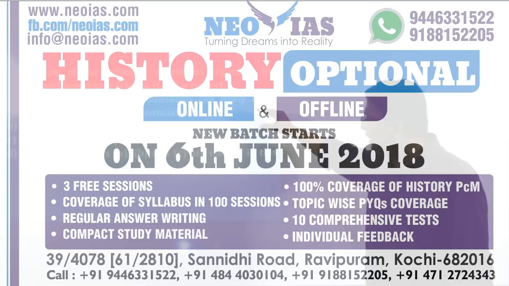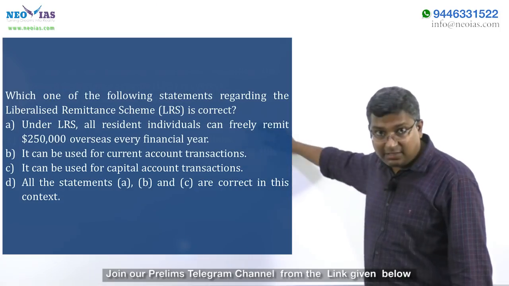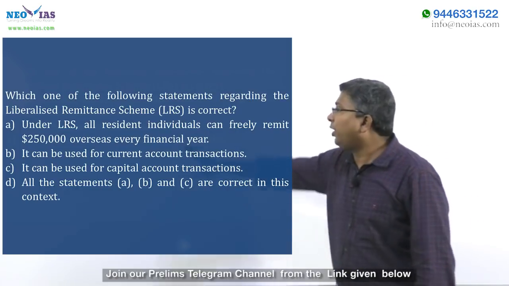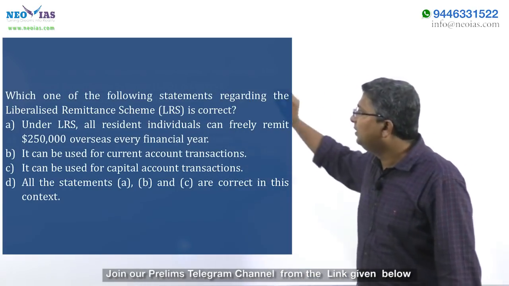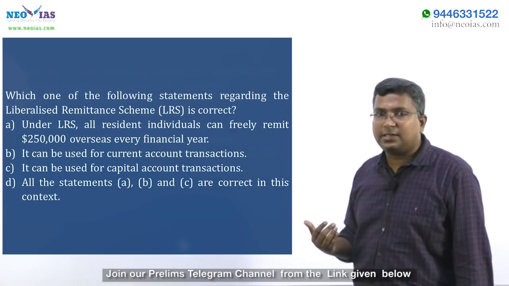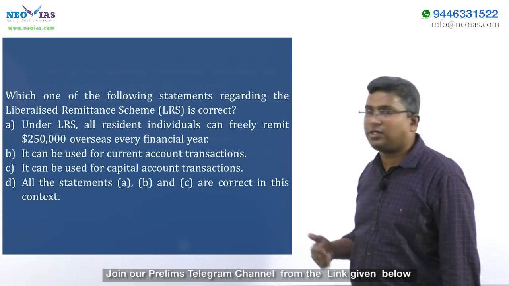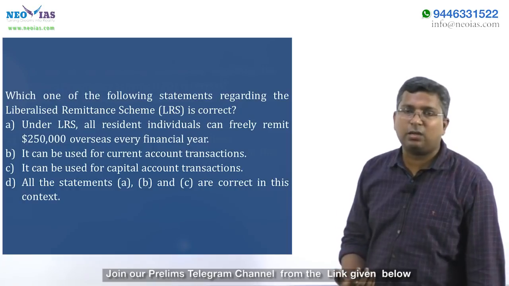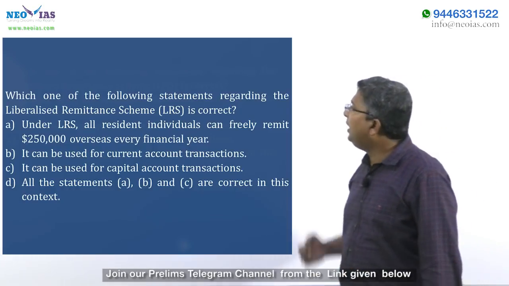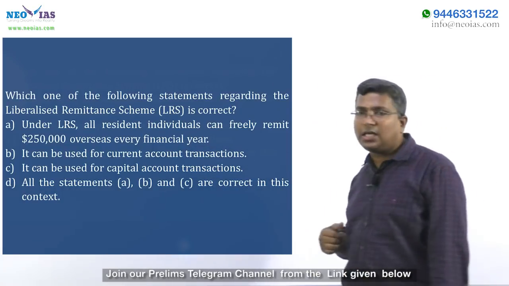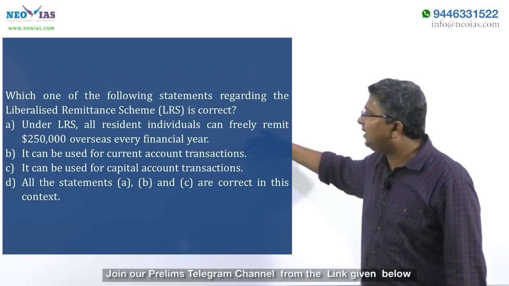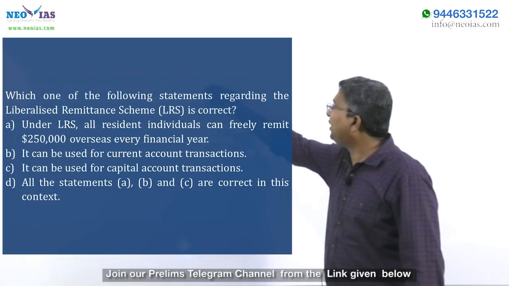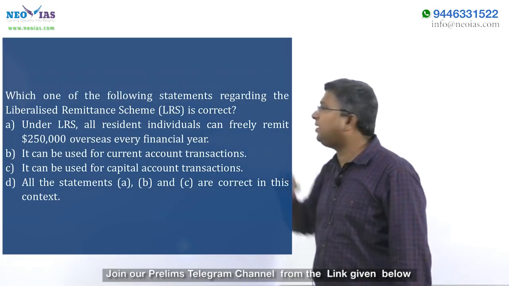So it looks correct, but as I told you, you need to read all the choices since it is an ABCD question. Now choice B: it can be used for current account transactions. This remittance can be used for current account transactions. Yes, a permissible set of current account transactions is there, you can use it. It can be used for capital account transactions also, that is also correct. So A is correct, B is correct, C is correct. You just cross-check whether it is not a correct statement. No, it is a correct statement.